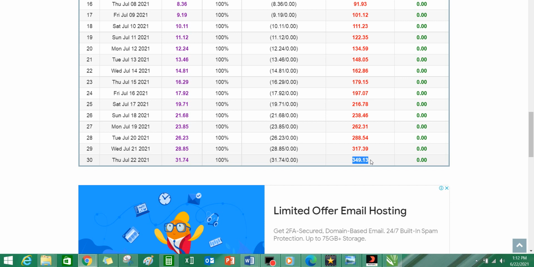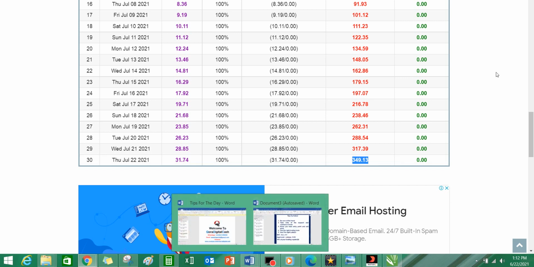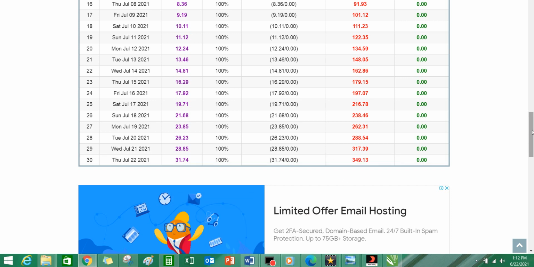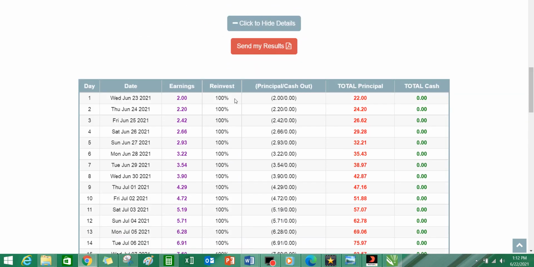$349. So you can easily grow your trading capital to that level if you follow through with this. Quickly, we've done our calculation. This is what we want to follow through, which means if I'm starting with $20 today, all I need to get is $2. That will make it $22. By tomorrow, when I'm starting tomorrow, I will be having $22 as my trading capital.